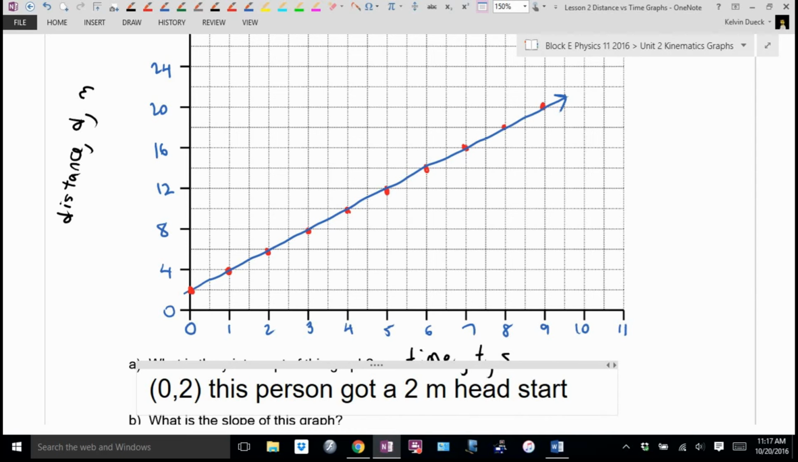This person got a 2-meter head start. Yes? Because where do most people start a race? At 0. And again, what I'm trying to get you to start to think about, Patrick, is what do y-intercepts and x-intercepts actually mean? They tell me something now.